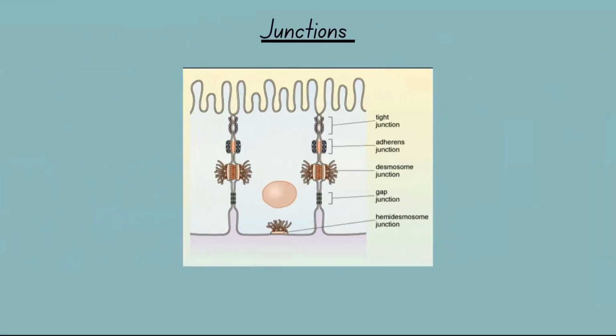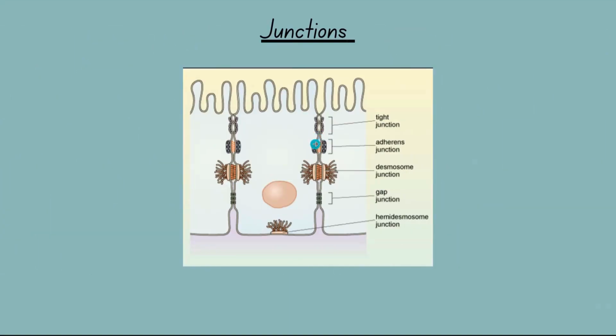There are 4 types of junctions. Tight junctions seal adjacent epithelial cells in a narrow band just beneath their surface, limiting the passage of molecules and ions between the cells and blocking the movement of integral proteins between apical and basolateral surfaces of the cell.